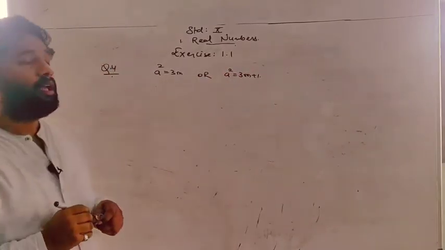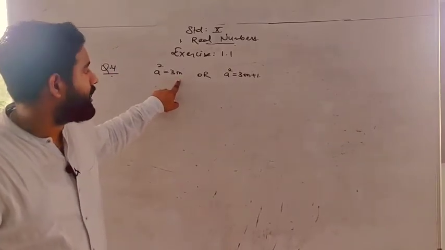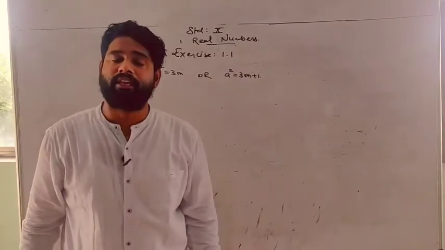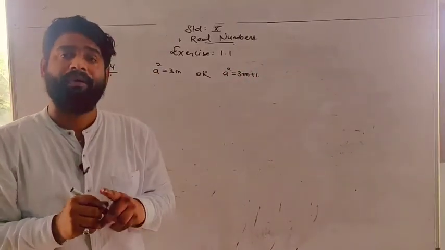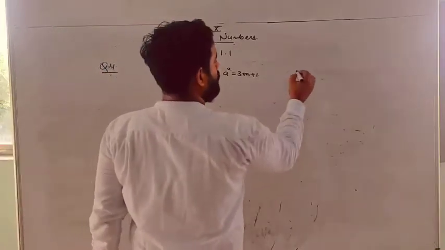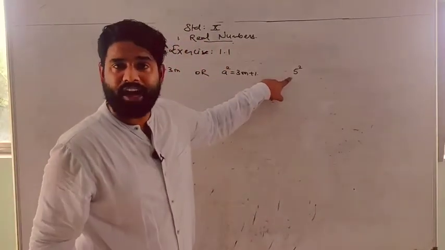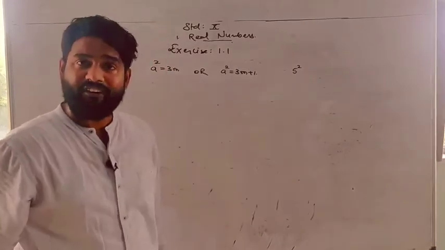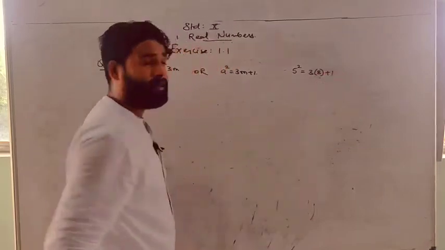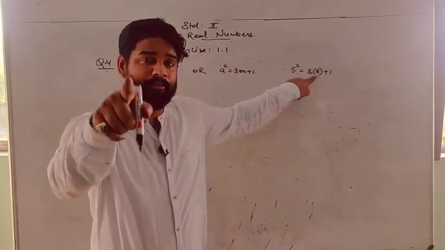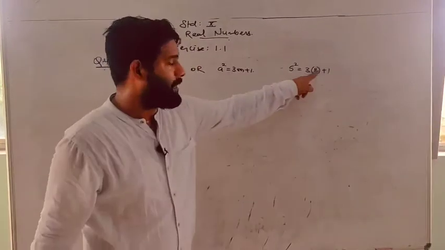Now this is the question. The square of any number can be written either in the form of 3m or in the form of 3m plus 1. So let me give you a proper basic idea. For example, 5 square, that is the square of 5. What is the answer? 25. Can I write it as 3 into 8 plus 1? See, this bracket can have any number, but here it should be 3 and here it should be 1. So that is 3m plus 1.